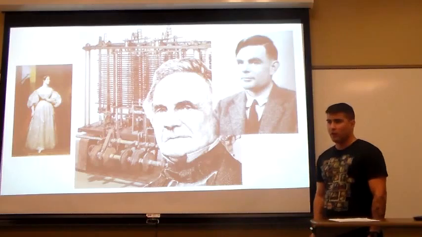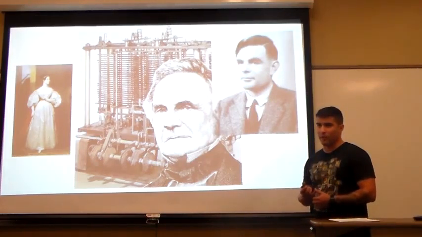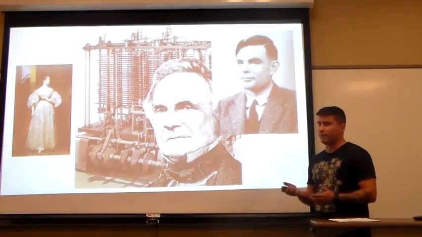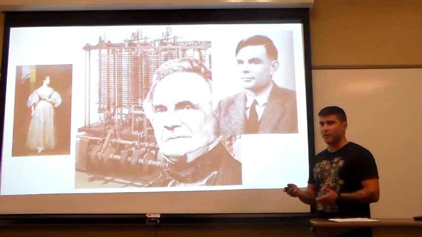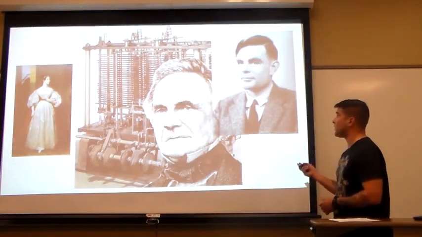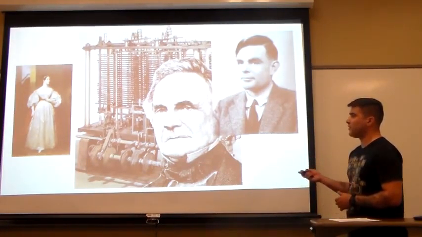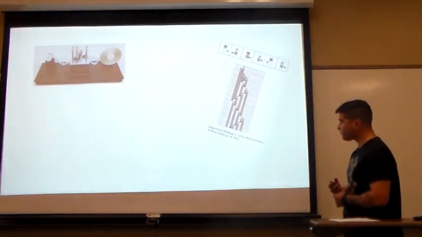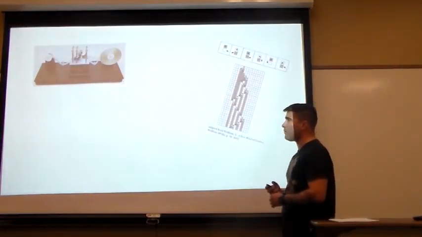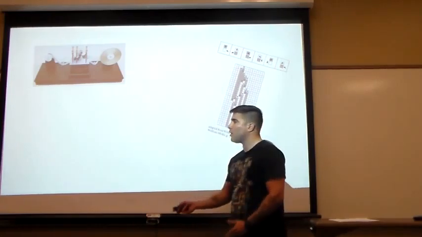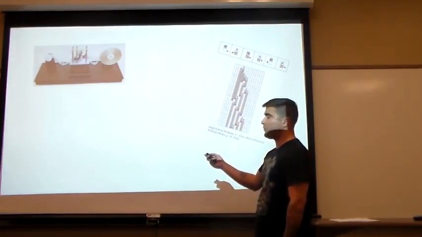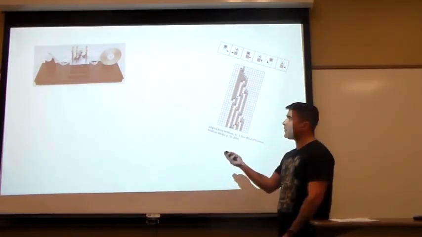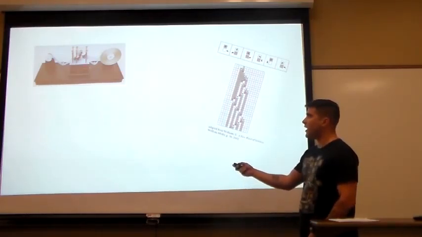Then came Mr. Alan Turing. If you guys have taken philosophy here, or maybe you've seen the new movie that just recently came out that focuses on him and his story. He invented the Turing machine. The Turing machine is a little bit more complex, a little bit more modern. It uses a reel of tape. Theoretically, it should be infinite, but here it's a reel of tape. And it uses a head.